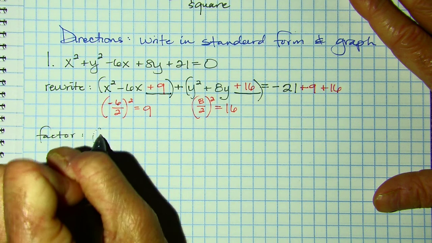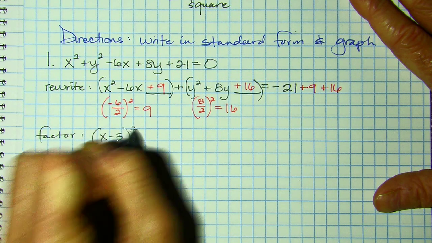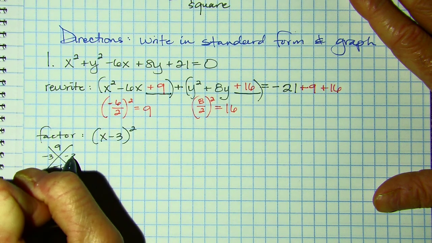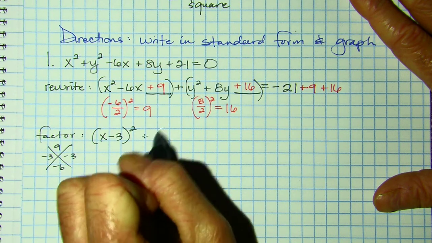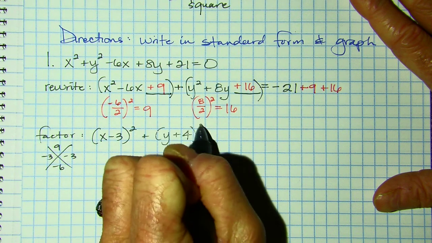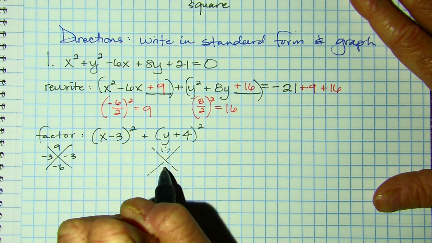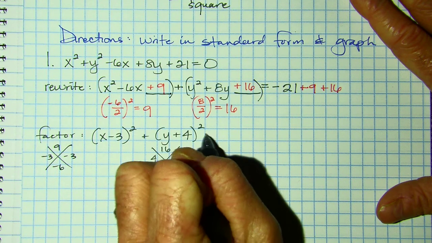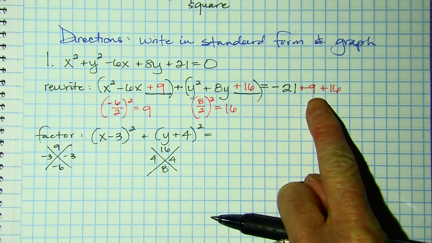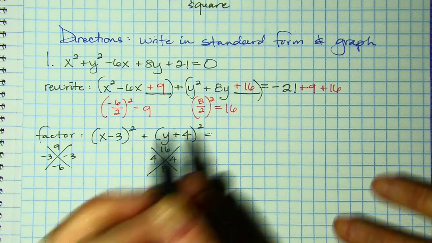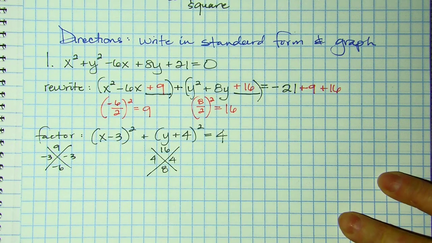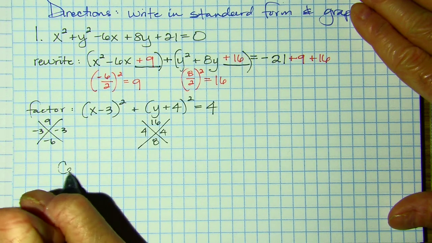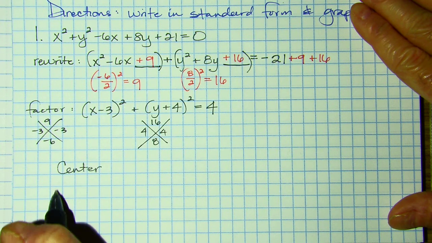So that gives me (x minus 3) squared, right? Positive 9 and a negative 6 would be negative 3, negative 3. Plus (y plus 4) squared, right? If I have 16 and a positive 8, my factors are 4 and 4. Equals negative 21 plus 9 plus 16, which gave me 4. So now that it's written in standard form, I can find my center and my radius.